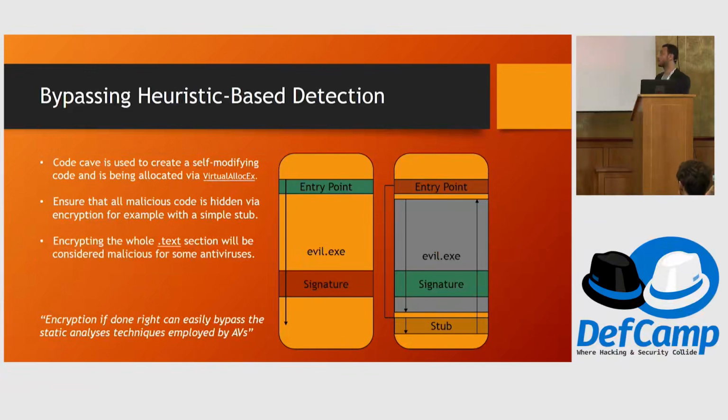So how can we bypass heuristic-based detection? Okay, so there is something called a code cave inside every executable. And why do we have code caves? Actually, what's a code cave first? The code cave is a null space inside every executable.